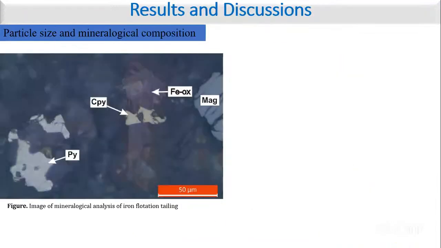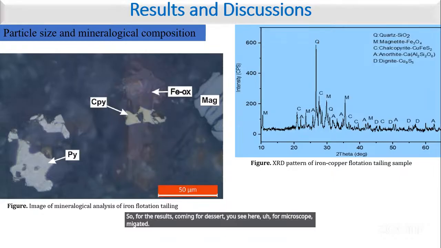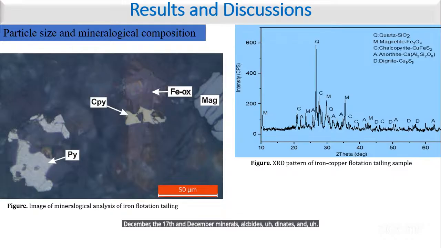So for the result, you see here, from the microscope we get chalcopyrites, magnetites, and pyrites. And from the numerical analysis, we get around the same minerals: chalcopyrites, dianites, and magnetites.